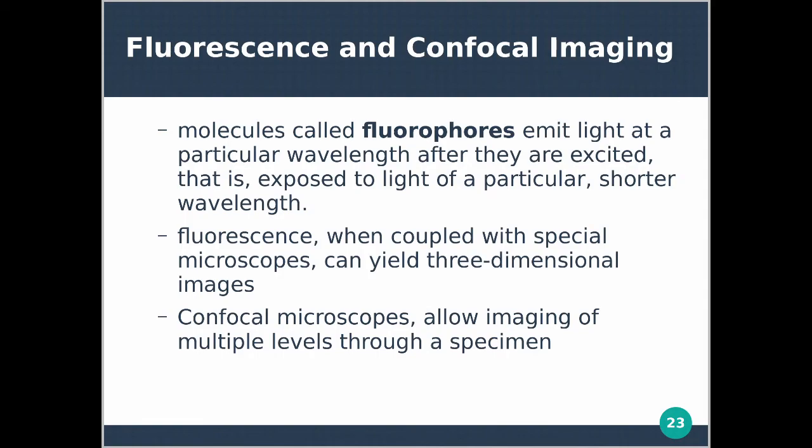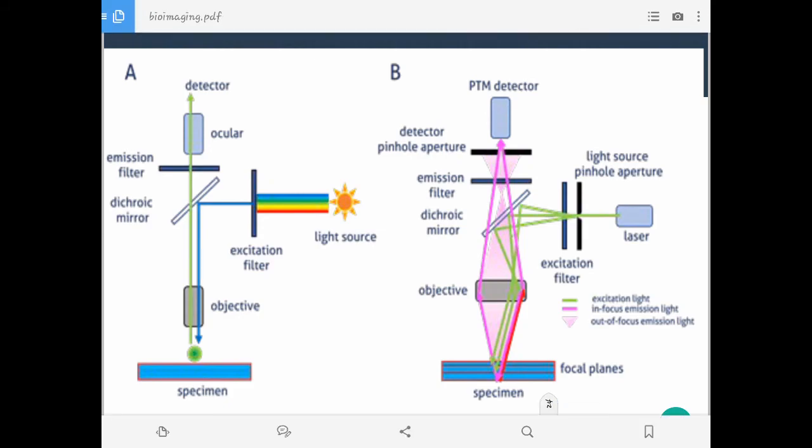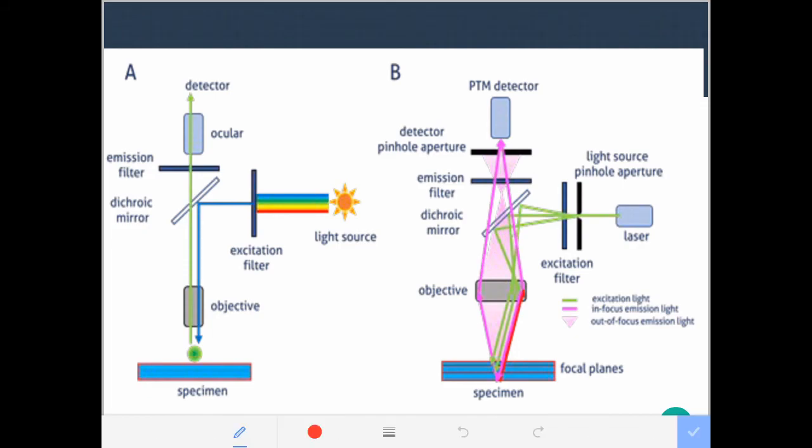Confocal microscopes are more of a level-up version of your light microscope. They allow imaging of multiple levels through a specimen, leading to a three-dimensional image. So here is an example of a microscope. This is a fluorescence microscope, the one on the left. In here, your specimen contains the fluorophore.